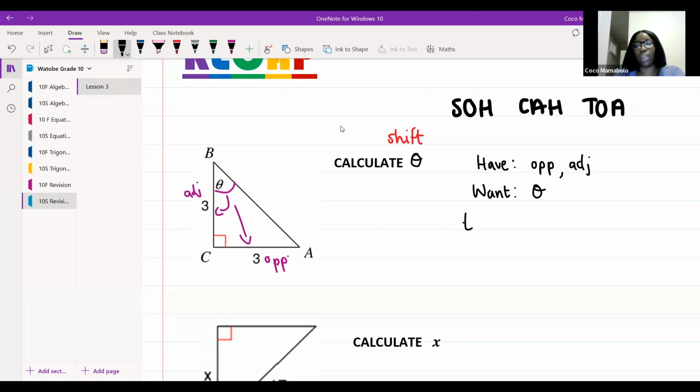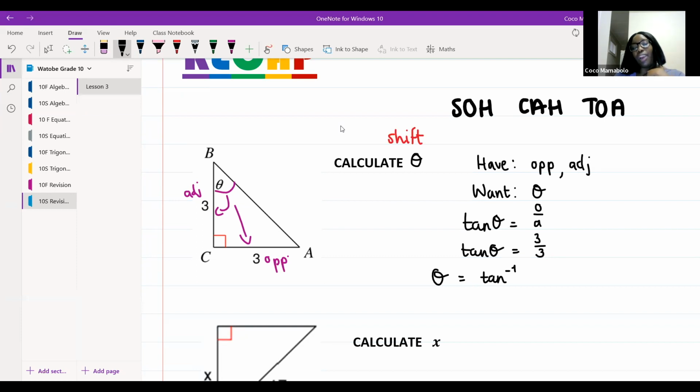Excellent. So we're going to go tan of theta is equal to opposite over adjacent, because that's what we have. We've got opposite and adjacent. So between Soh, Cah and Toa, we'll be using Toa. And we can go tan of theta is equal to my opposite, which is 3, divided by my adjacent, which is 3. Theta is equal to arctan.